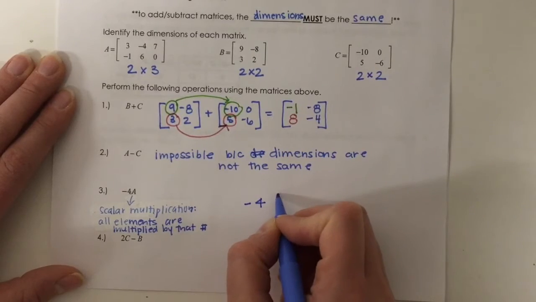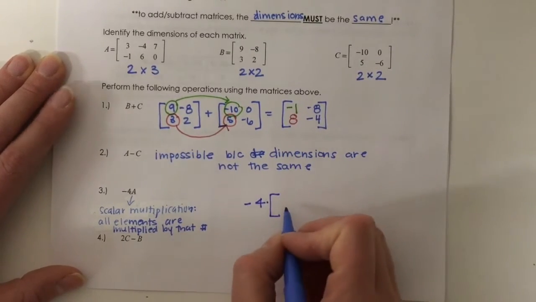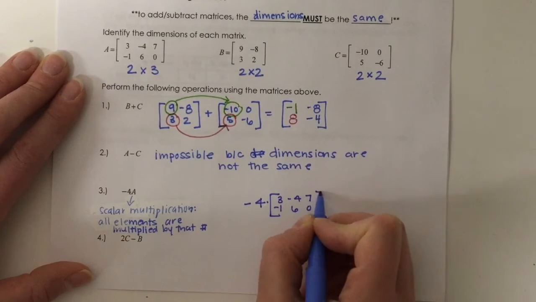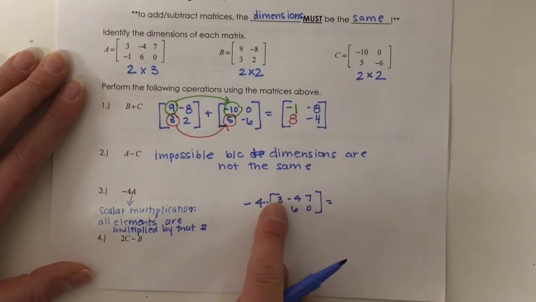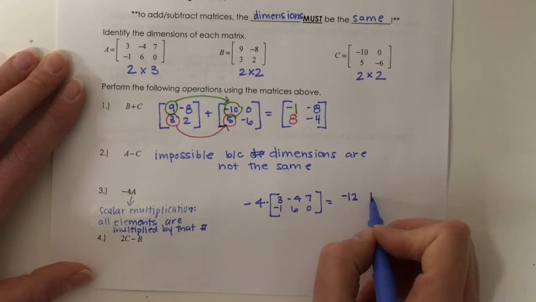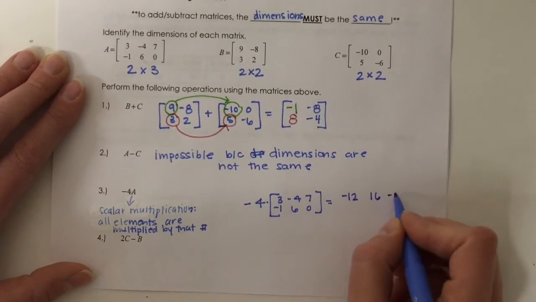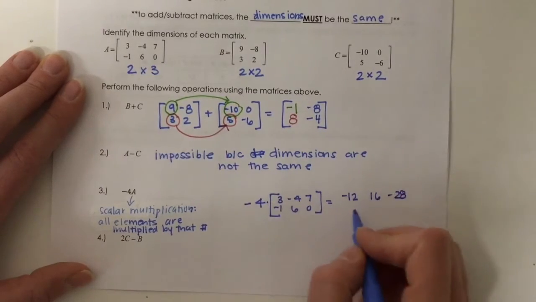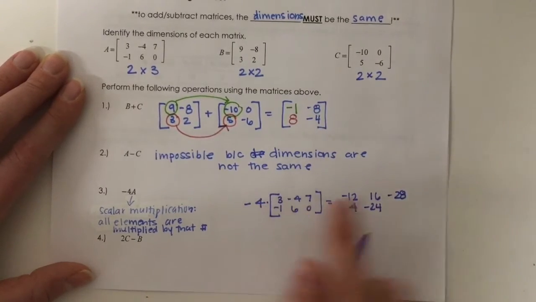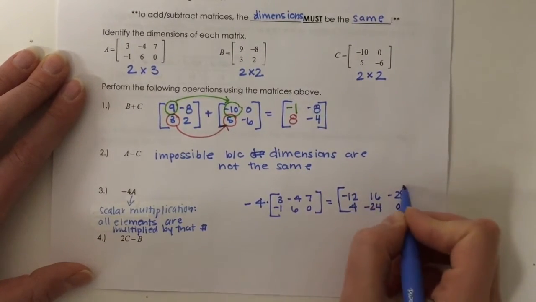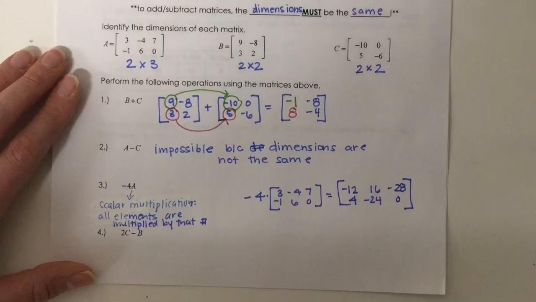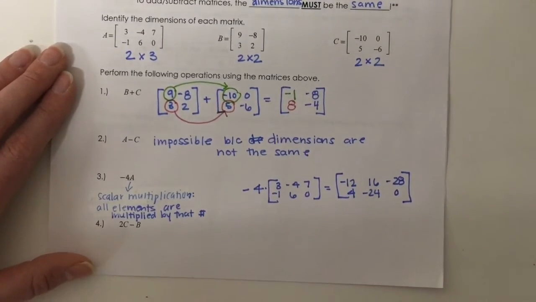So we did -4, and then we're multiplying that times matrix A, which is 3, -4, 7, -1, 6, 0. As we multiply that, -4 times 3 is -12. -4 times -4 is 16. -4 times 7 is -28. -4 times -1 is +4. -4 times 6 is -24. And -4 times 0 is 0. So we end up with the same size matrix of 2 by 3, but it is -4 times bigger. Or smaller, sorry.